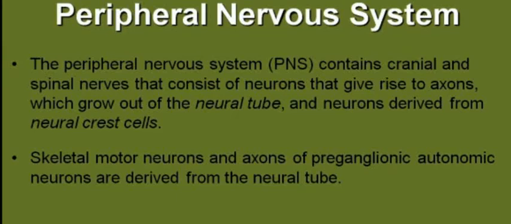Bismillahirrahmanirrahim. We come to the organization and development of the nervous system. There are basically two major components of the nervous system: the central nervous system and the peripheral nervous system.